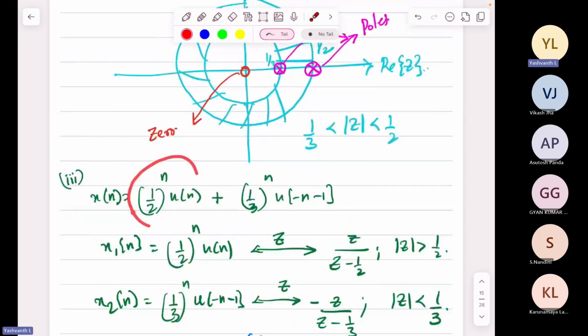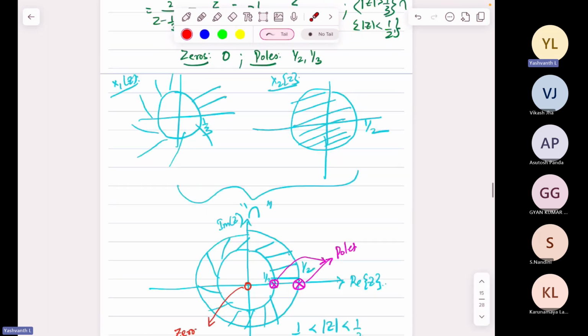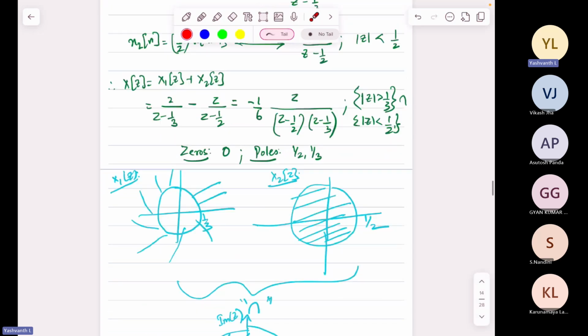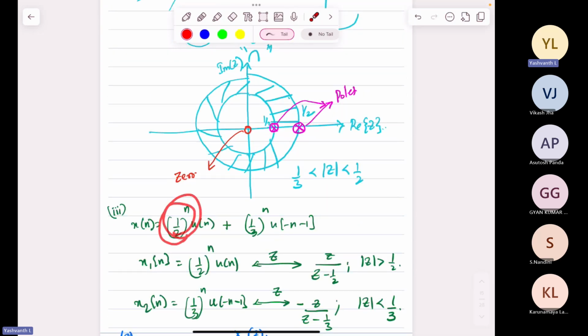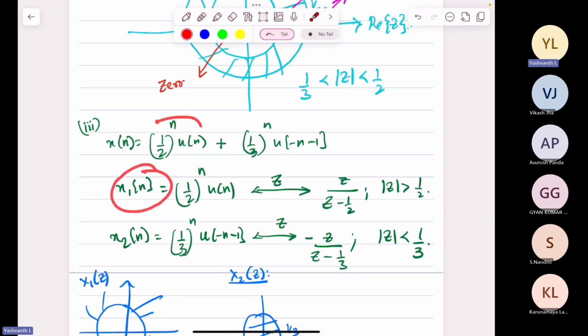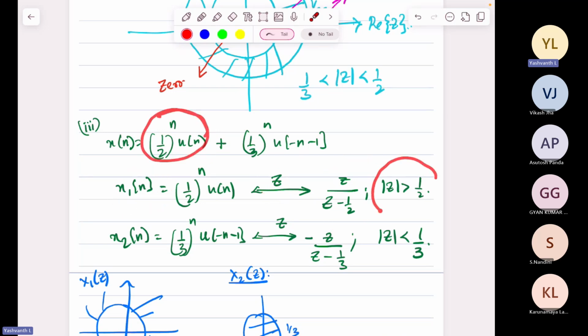Finally, half power n u of n plus 1 by 3 power n u of minus n minus 1. What I did is I've just swapped. Earlier I gave u of minus n minus 1 to half power n, but positive u of n for 1 by 3 power n. Now I will give the positive u of n to 1 by 2 power n, and the left-sided u of minus n minus 1 to 1 by 3 power n. I've just flipped it. So x1 of n, the first term, has a z transform z over z minus half. Since it's a right-sided signal, the ROC should be mod z greater than half.